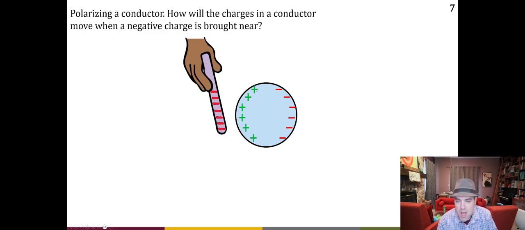So they were right on top of their atoms before, but when I brought this close, the negative charges receive a repelling force from this negative rod, pushing them to the other side. Now, when they go to the other side, they leave behind positive ions, which is what I'm drawing here. So when a charged object is brought close to a conducting object, the object becomes polarized. Polarized just means that the charges are moved to one side, leaving behind the opposite charge on the other side.